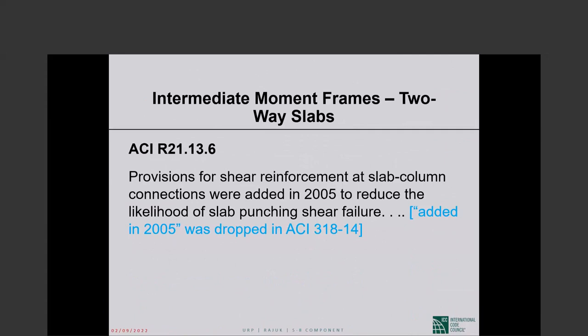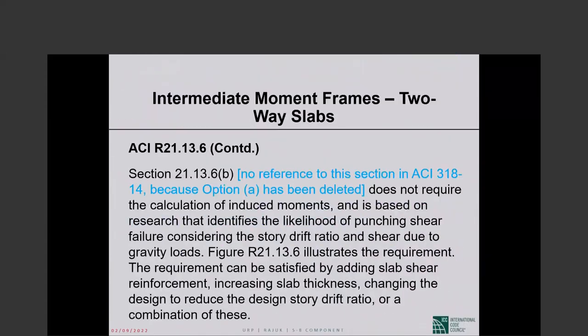Yeah, this is commentary. Provisions for shear reinforcement at slab column connections were added in 2005, and it tells you it does not require the calculation of induced moments. Yeah, you can read it. There is in 318-08 an option A, which has now gone away. It went away in 2011, which says that if you do a deformation compatibility check and show that everything is fine, you don't. Anyway, the option A under 21.13.6 is a bad option.